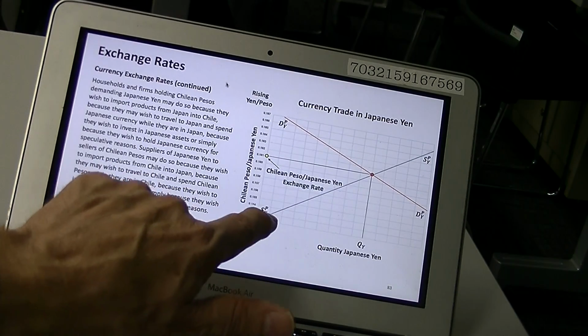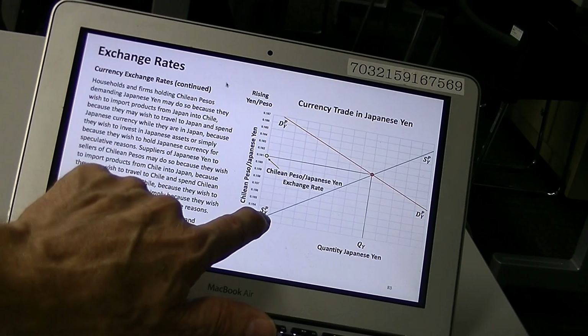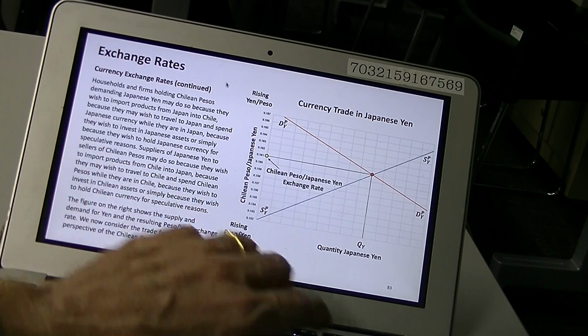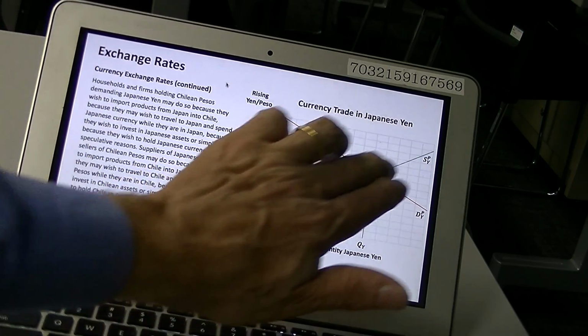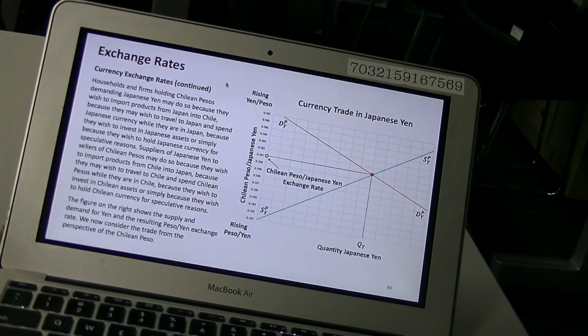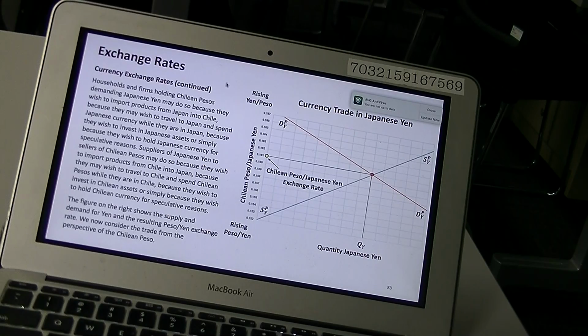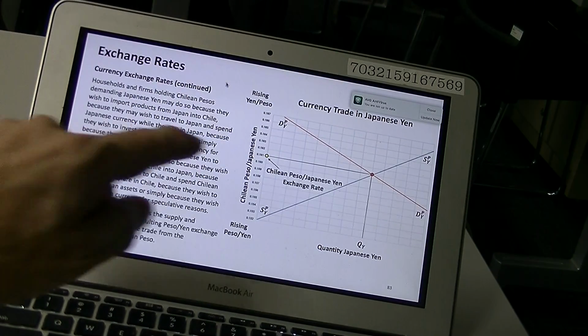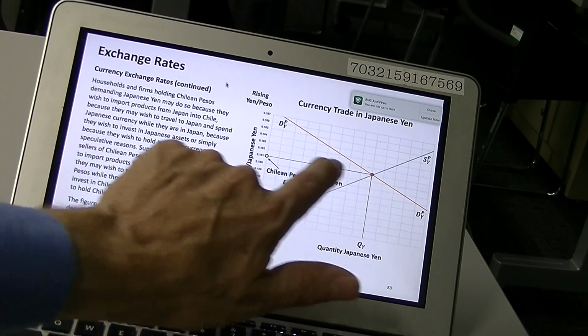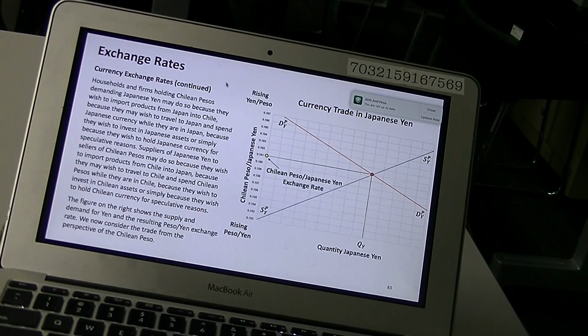And so what you have is a supply. There's a currency trade in Japanese yen, a supply of yen. The people who hold yen, people in Japan or other people who hold yen, are the suppliers, and the demand comes from the people that want to buy yen. So there's a demand curve for yen and a supply curve for yen. The exchange rate is the equilibrium rate, and in this particular case it was 0.161 Chilean pesos for one Japanese yen.